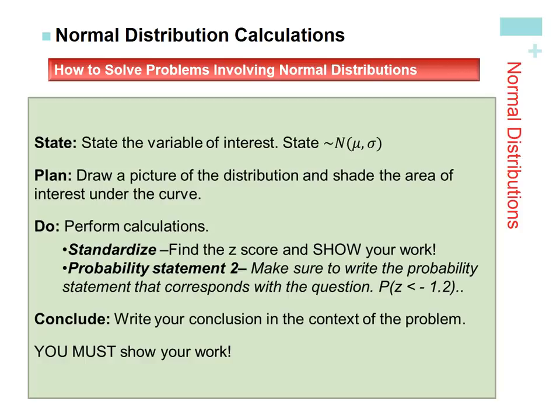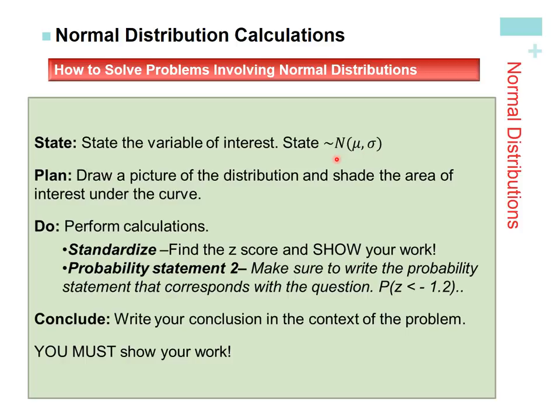So how do we solve problems involving normal distributions? You need to make sure you understand and follow these steps, and this is going to be really important. There are 7 steps that go with this. Whenever it says find the area under the curve, you need to make sure that you state these steps.